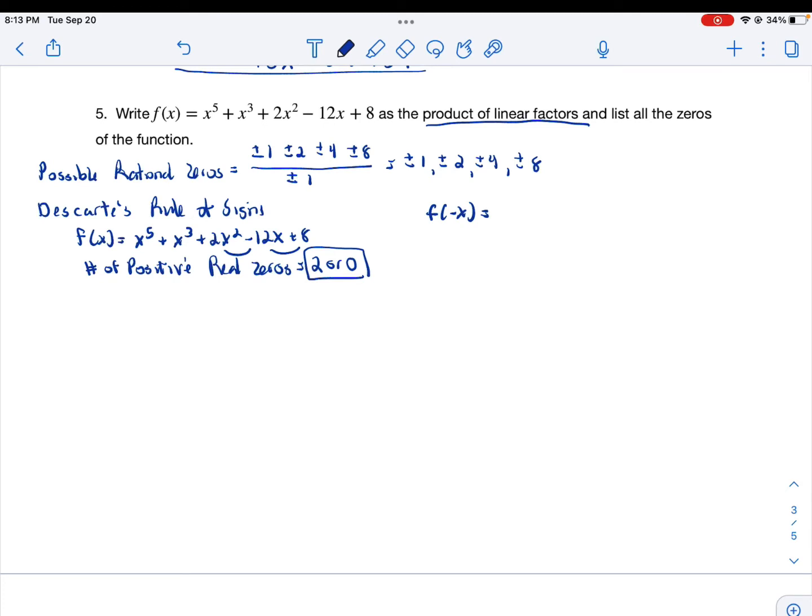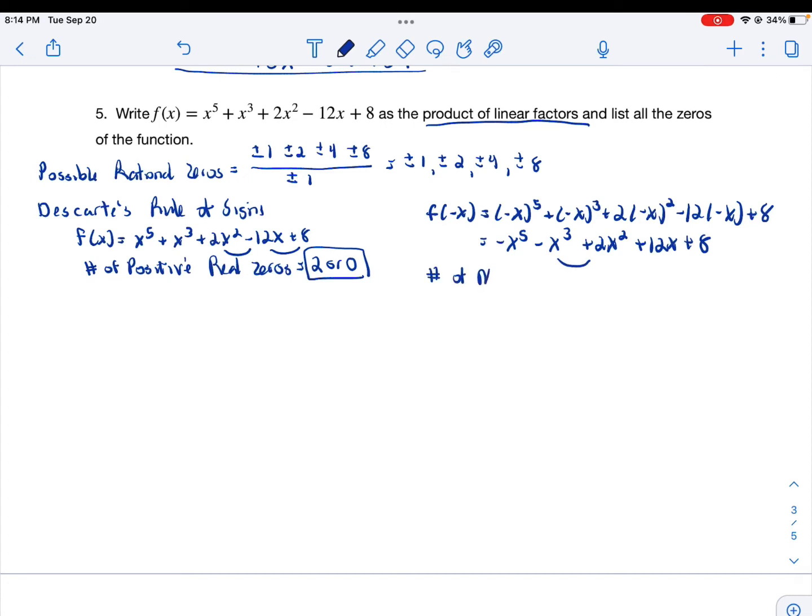Now let's look at the possible number of negative real zeros. So we're going to replace f of x with f of negative x. Replace every x with negative x, simplify it down, and let's see how many times our sign changes. So I switch here, and that's it. I only switched once. So the number of negative real zeros I will have is 1. So I'm guaranteed to have 1 real zero that is negative.